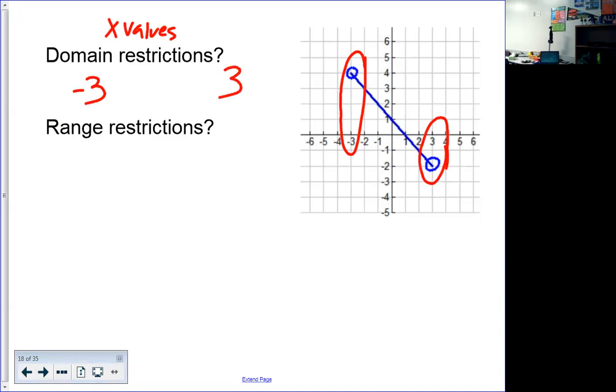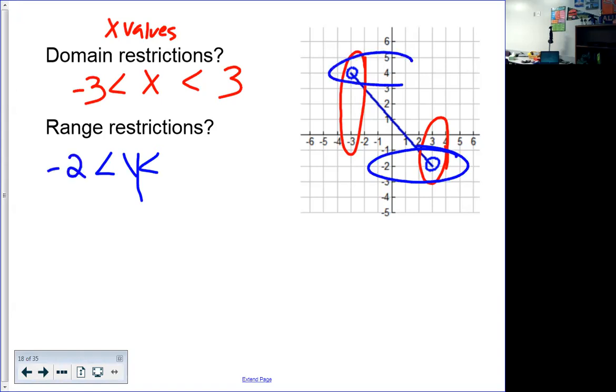Both these circles are open, so I'm going to have just less than symbols and x in the middle. For my range, again, I'm talking about y values. I see both circles are open, so I can go ahead and put those down if I want. Look at your lowest number, which is -2. Your highest number, which is +4. On to the next one.